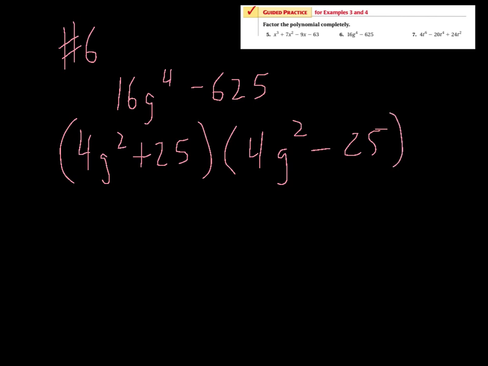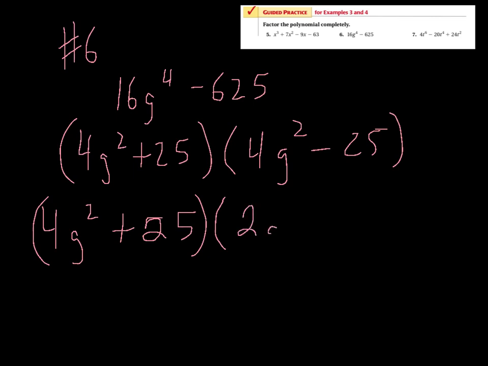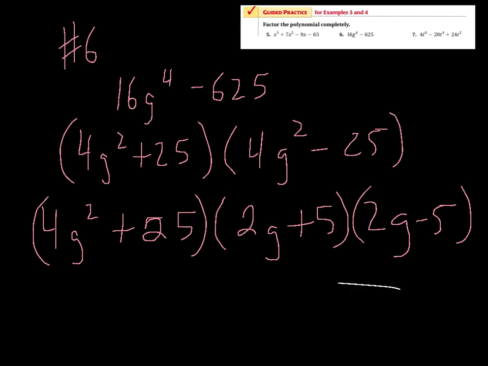Now all we got to do is just make sure that we can't factor any further. The 4g squared plus 25, we can't factor out any common monomial out of there. But the 4g squared minus 25 is the difference of perfect squares yet again, leaving us with 2g plus 5 and 2g minus 5. Again, before I walk away from this problem, I just want to make sure that each of the three terms doesn't have any kind of common monomial that can be factored out. Otherwise, we're all set.